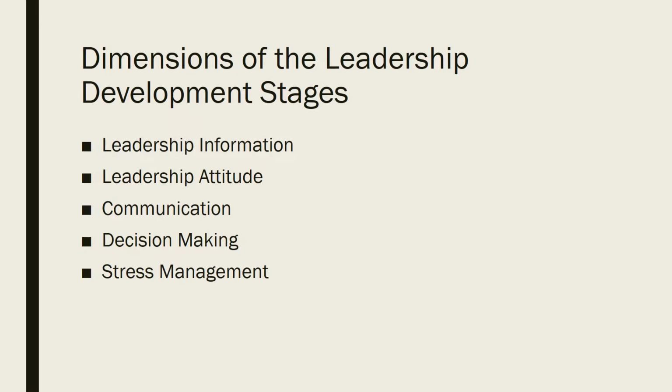So the 5 dimensions of leadership outlined in our course text are leadership information, leadership attitude, communication, decision-making, and stress management. The authors of our text came up with this framework for guiding adults who engage with teenagers so that they can better understand the development process for the youth that they're in front of.